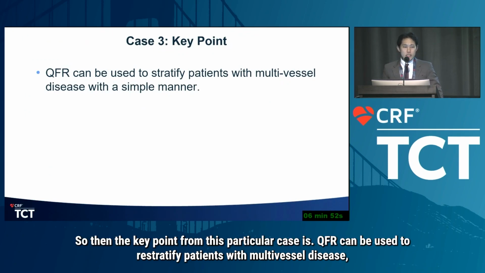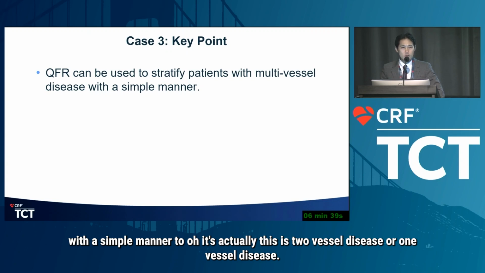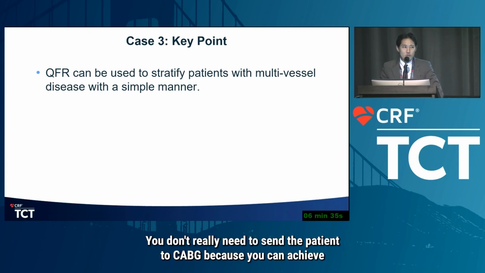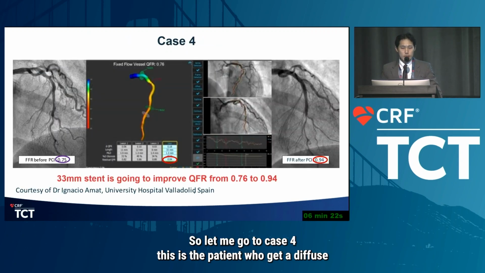So the key point from this particular case is QFR can be used to re-stratify patients with multivessel disease, especially 3-vessel disease patients you have on the table, and you can reclassify in a simple manner to, oh, actually this is 2-vessel disease or 1-vessel disease. And you don't really need to send the patient to CABG because you can achieve a similar outcome compared to CABG in the cath lab, and then you may go ahead and do PCI. So let me go to case 4.